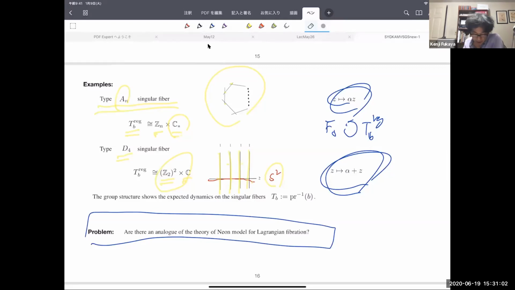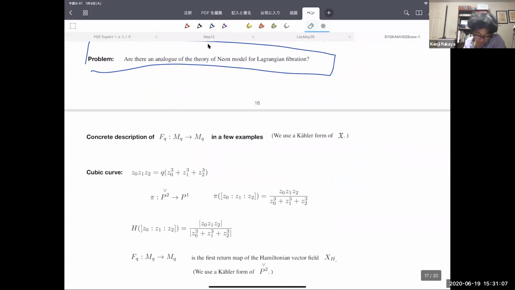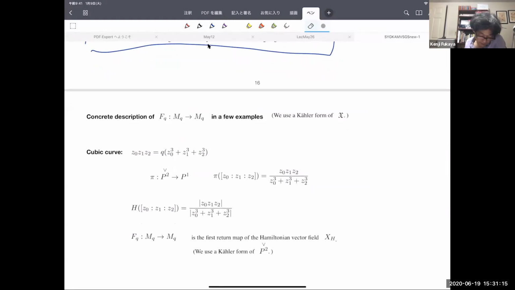Okay, so now I want to go back to these examples, and especially I want to explain this calculation in the case of K3 surface. But before that, I want to do some warm-up examples, so the cubic curve. So before going to this K3 surface, I want to discuss this cubic curve.